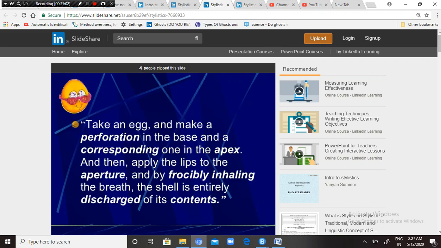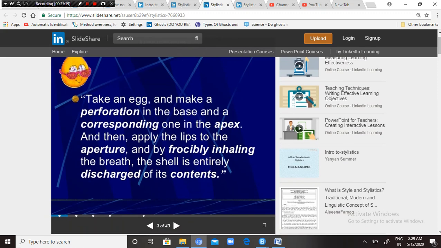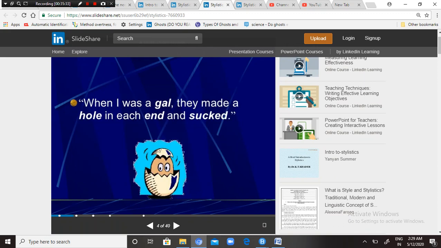Take an egg and make a perforation in the base and a corresponding one in the apex, and then apply the lips to the upper end and by inhaling, draw the breath. The shell is entirely discharged of its contents. When I was a girl, they made a hole in each end and sucked. Okay.